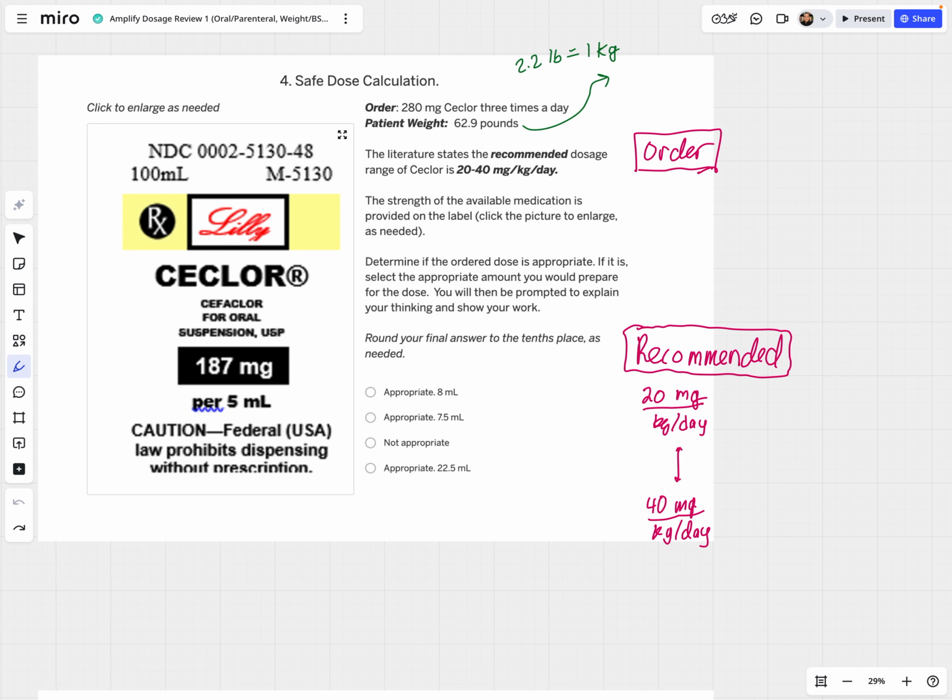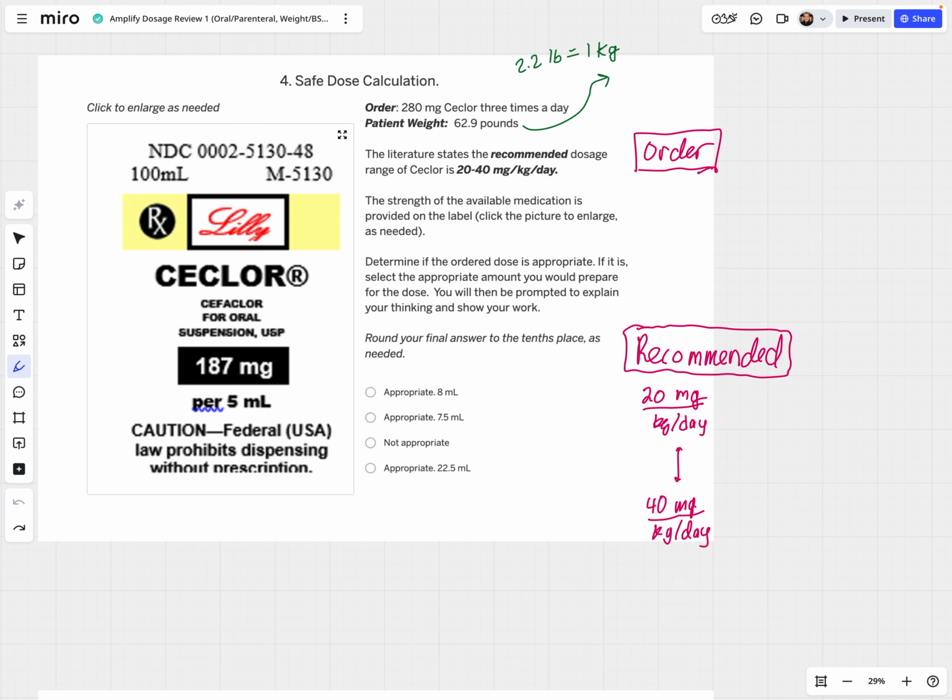Okay, in this problem, we have a safe dose calculation. So the order is 280 milligrams of Seclor 3 times a day, and we're given the patient's weight in pounds. I need to determine whether or not this order is appropriate, and we're given a recommended dosage range. I'm also going to have to identify how much we are going to prepare to give this patient.